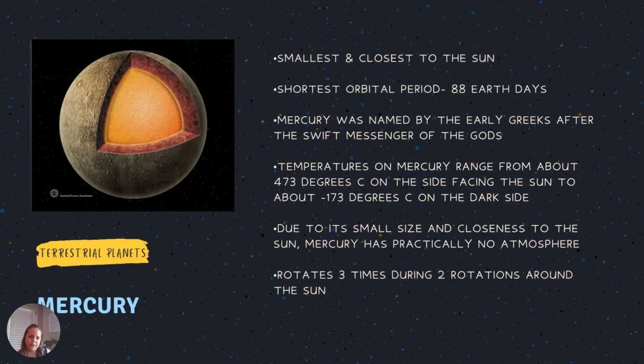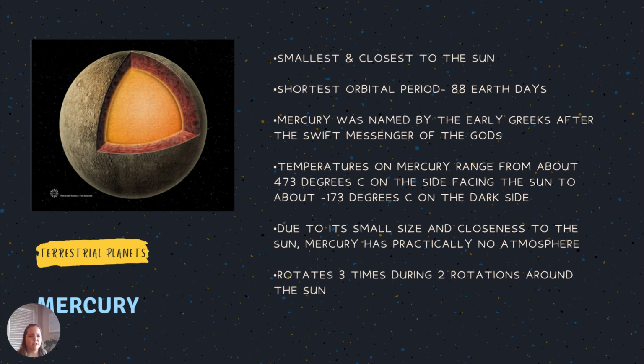So here's Mercury. Like I said, it is the smallest and closest to the sun with the shortest orbital period. Orbital period is how long it takes for one rotation around the sun. Okay, it was named after the swift messenger of the gods by the Greeks. So it was found pretty early on when we started looking at the night sky.